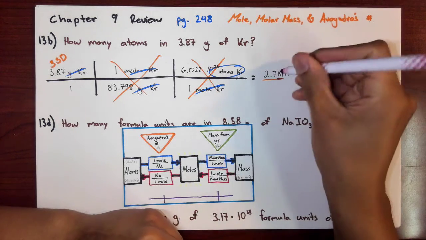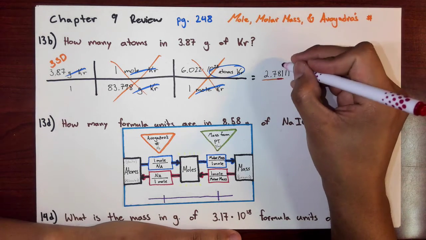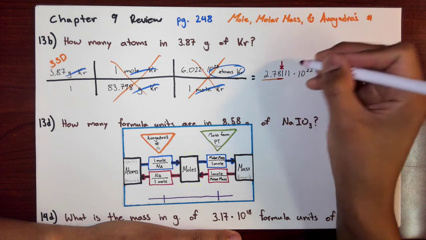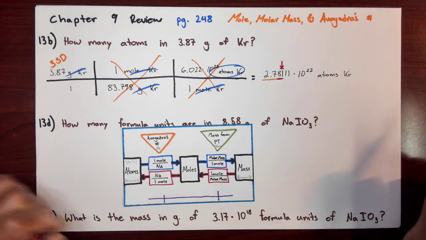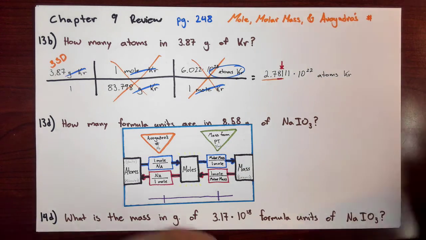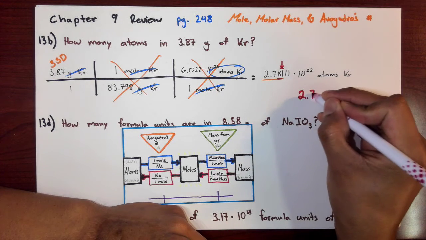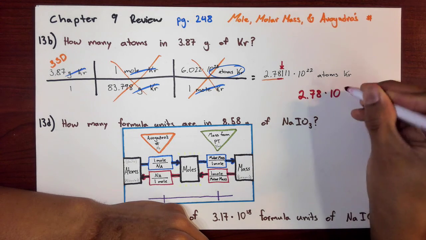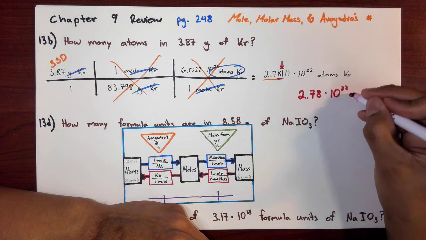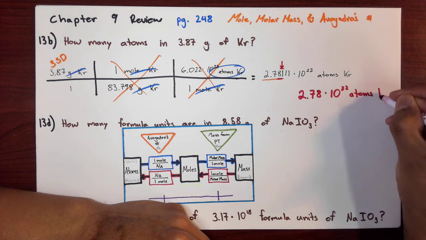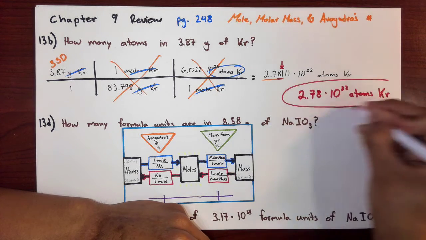to the 8. Now, 5 or more, let it soar. 4 or less, let it rest. That 1 tells us to let it rest. So our final answer is going to be 2.78 times 10 to the 22nd atoms of krypton. And that is our final answer there.